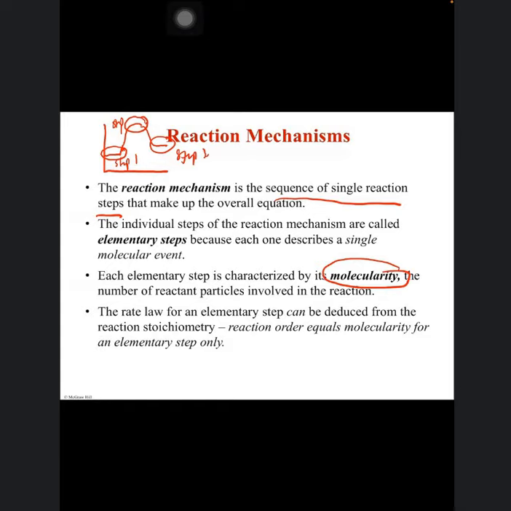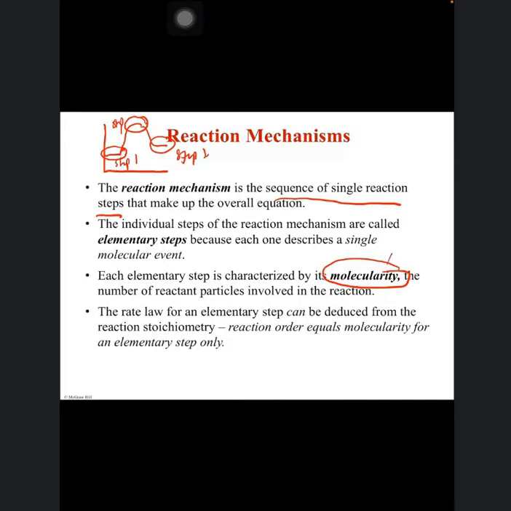Lepas tu, poin yang keempat ni dia kata the rate law for an elementary step can be deduced from the reaction stoichiometry. Oh, maknanya kita sebenarnya boleh tahu rate law. Rate law ni adalah yang kita belajar awal-awal tu. Rate is equals to k[A]^m contohnya. m tu it can be 0, first and also second. So 0, first, second ni sebenarnya bergantung kepada molecularity. Itu yang kita boleh dapatkan daripada information reaction mechanism kita. Okay, tapi jangan risau, tak susah benda ni. Part reaction mechanism ni sebenarnya sangat senang.